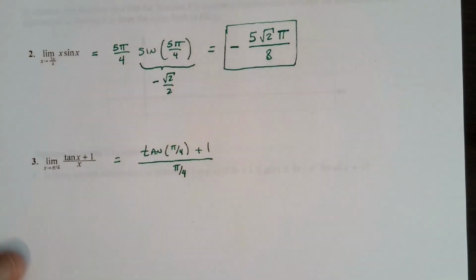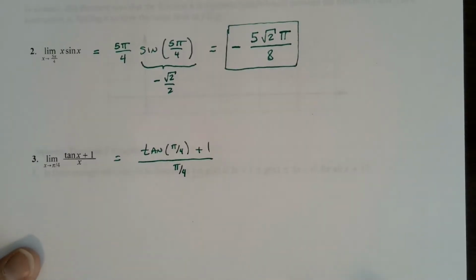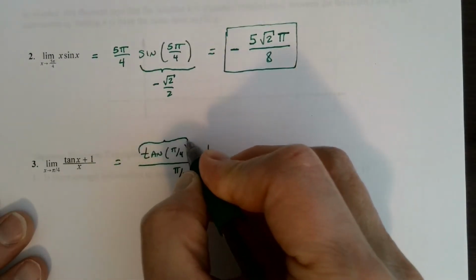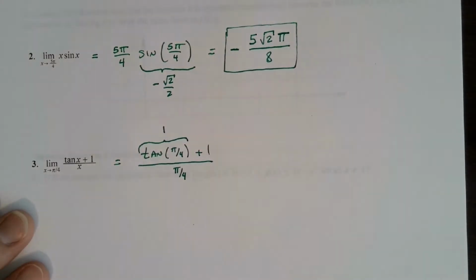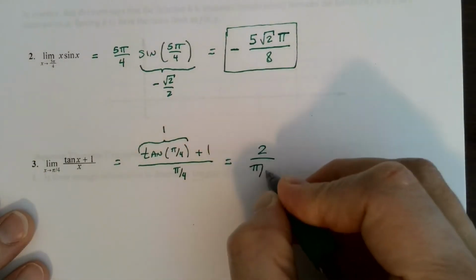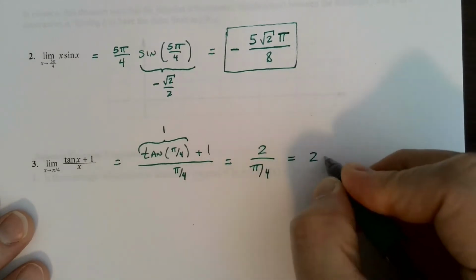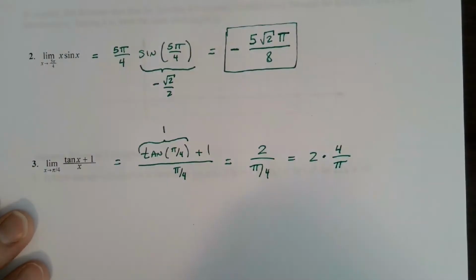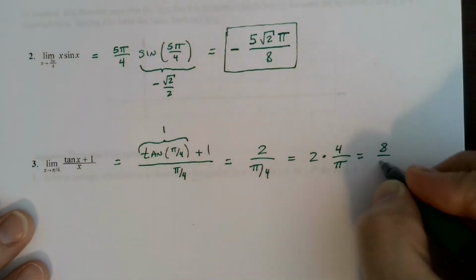Now tangent of pi over 4, if you recall, sine and cosine of pi over 4 are both square root of 2 over 2. Since tangent is sine divided by cosine, this ratio is 1. 1 plus 1 up top is 2. And then how do I take 2 and divide it by pi over 4? I multiply by the reciprocal, 4 over pi. And so my answer is 8 over pi.